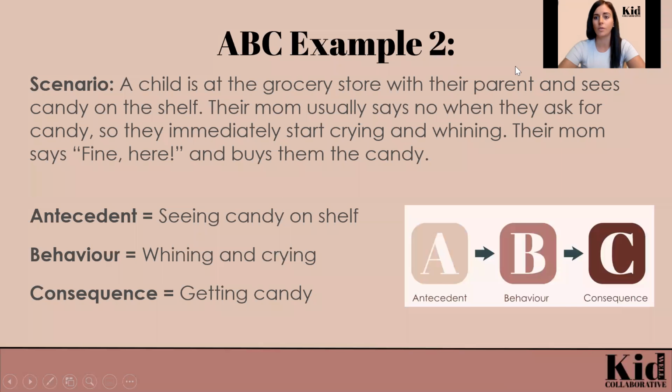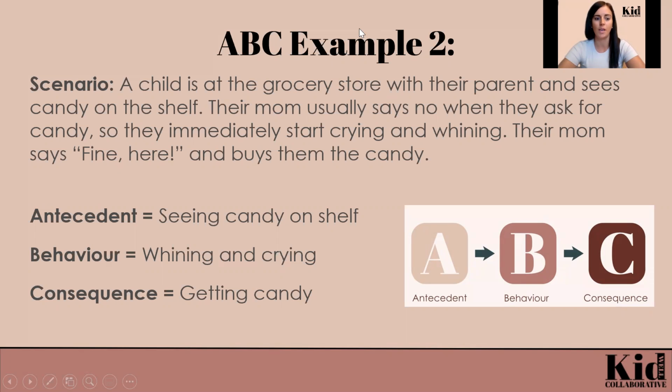So let's look at another example. The scenario is a child is at the grocery store with their parent. They see candy on the shelf. Their mom usually says no when they ask for candy, so they immediately start crying and whining. Their mom says, "Fine, here," and buys them candy. I'm sure some of you can relate to this example because when your child is screaming at the grocery store, it's not the best scene. So the behavior, we'll start there.